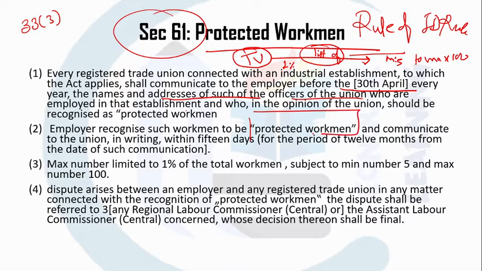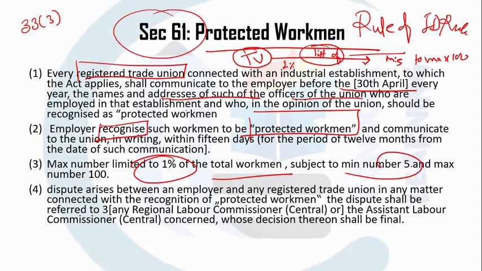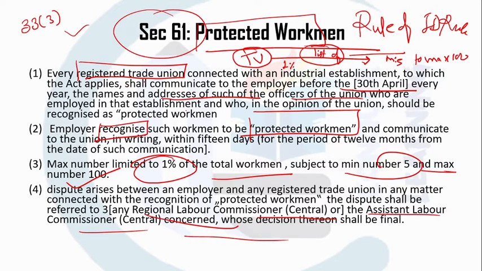So for these protected workmen, the list is given by the registered trade union to the employer. Employer recognizes at least 1% of total workmen, minimum 5, maximum 100. Now the protection given to this protected workman is that any dispute related to this particular trade union is taken to the central regional labor commissioner, central assistant labor commissioner. Very important, a number of times the question has been asked, what is protected workmen and what percentage are declared or recognized as protected workmen.